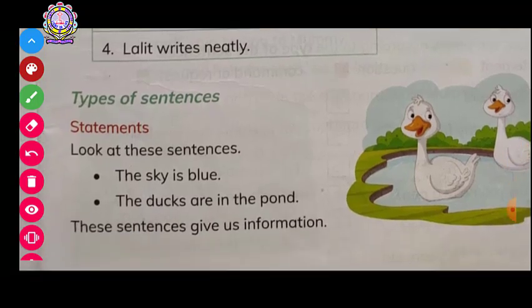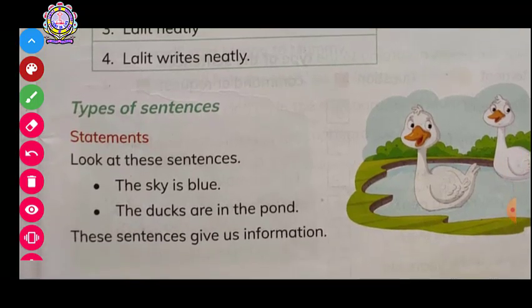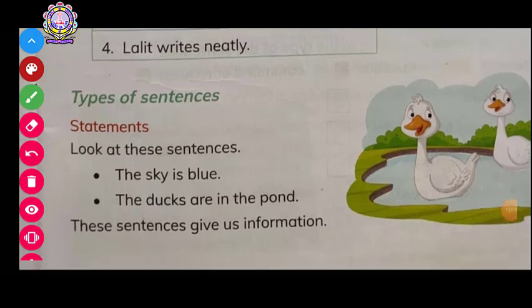Now the story begins. Here we will learn what the types of sentences are. As you can see here, types of sentences. Okay, statements. First we are going to learn statements. Look at these sentences. We have to look at these sentences.